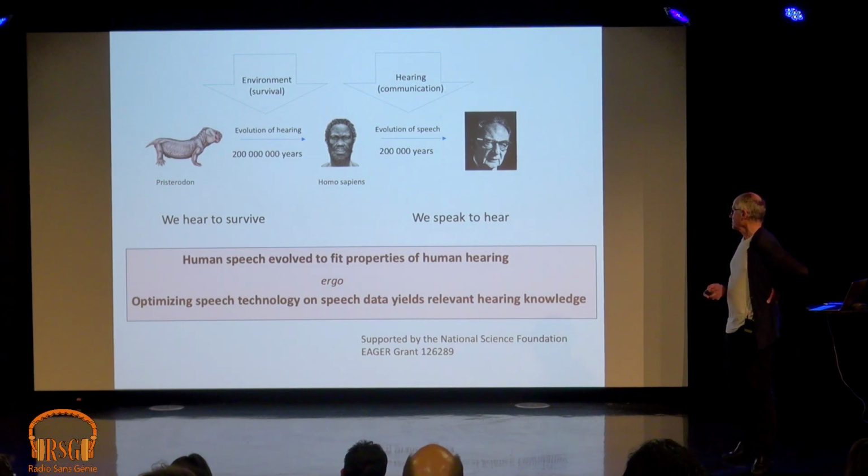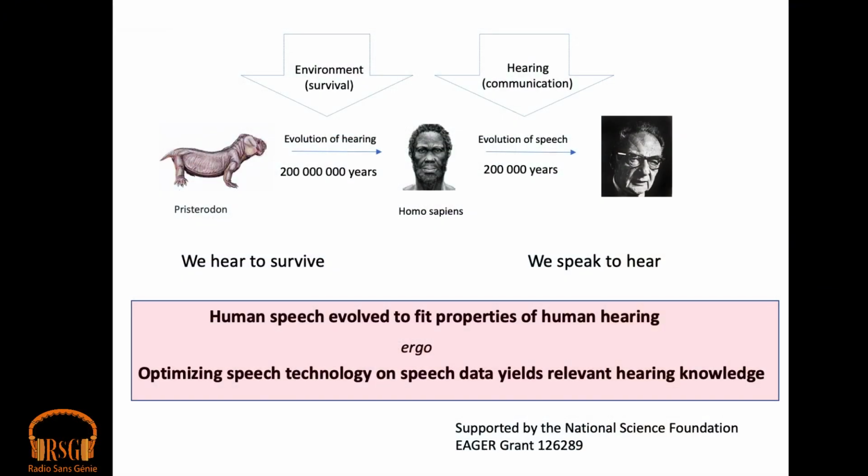Instead of a conclusion, I would like to summarize what I tried to convince you of, to the best of my abilities, which may not be perfect. I believe that human speech evolved to fit the properties of human hearing. That's why, if we optimize the speech technology on the speech signal, and we design it in such a way that we can actually look at some of the properties of what we design, we may start seeing properties of human hearing which are relevant for decoding of speech.